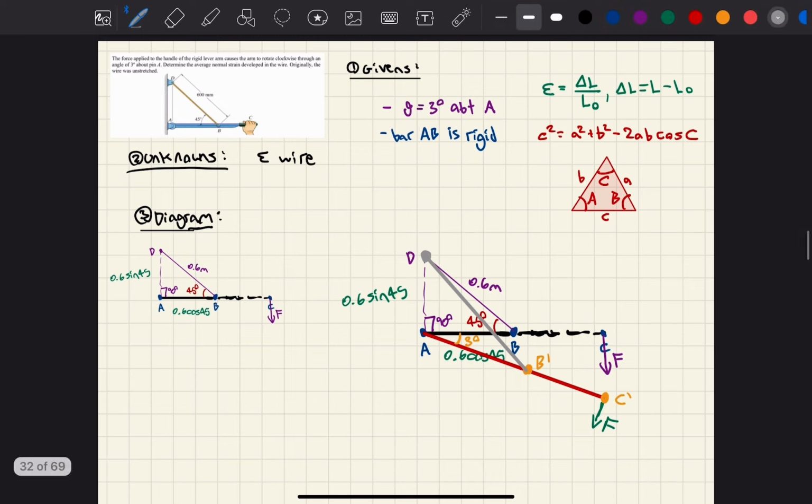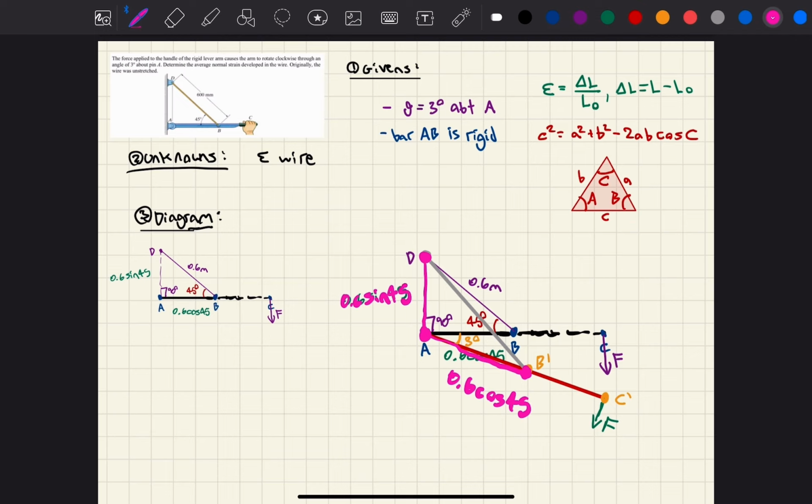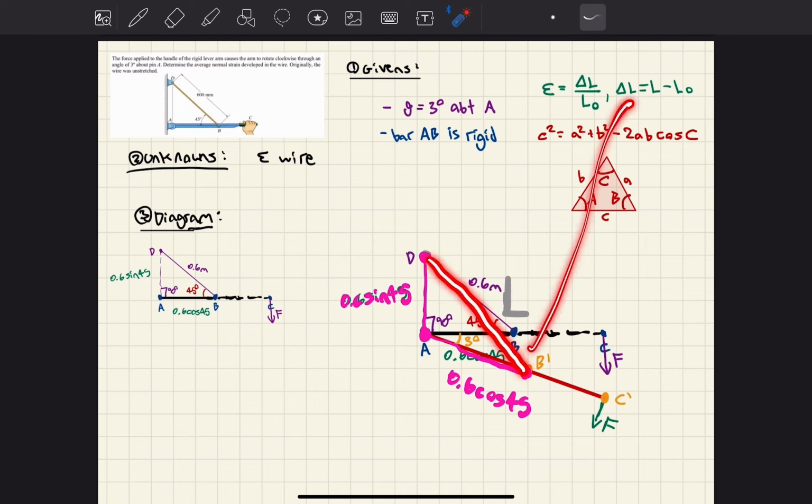So, in fact, I'm running out of colors. Oh, this is a nice color. This one right here is still 0.6 cosine of 45, and this one right here is still 0.6 sine of 45, correct? This is my new length L that I want to find, to get delta L, correct?